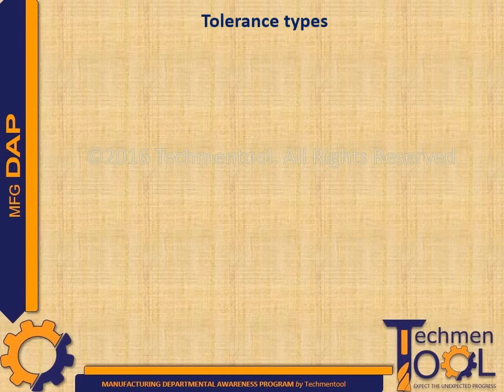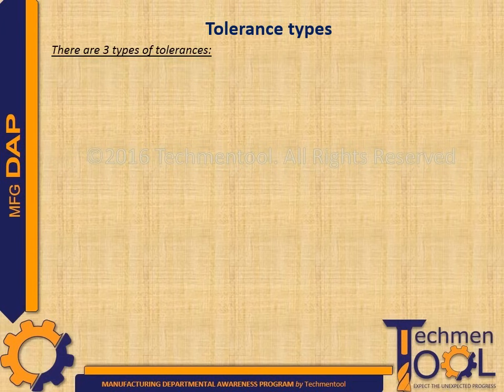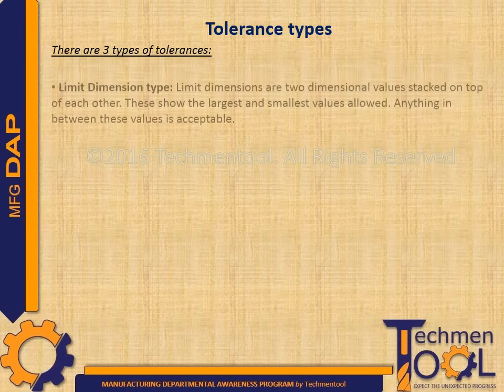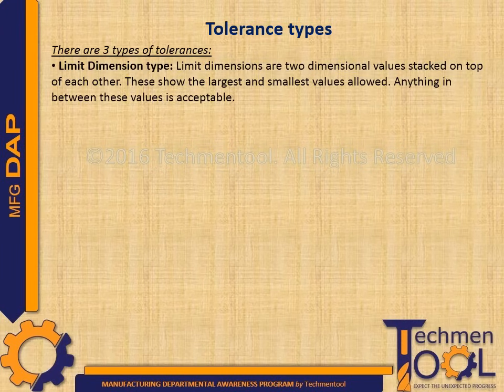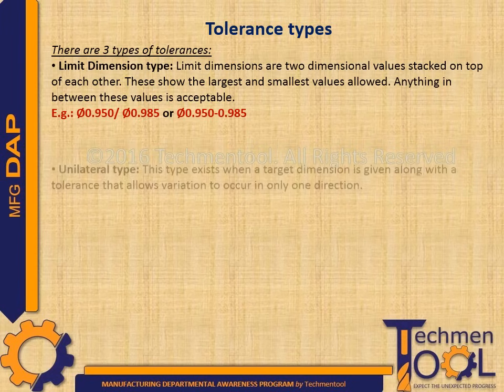Now, there are three types of tolerances: limit dimension type, unilateral type, bilateral type. Limit dimensions are two dimensional values stacked on top of each other. These show the largest and smallest values allowed. Anything in between these values is acceptable.